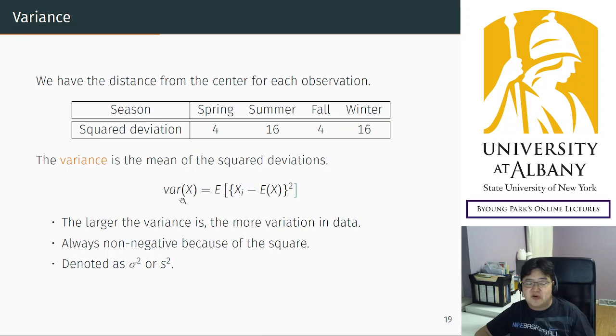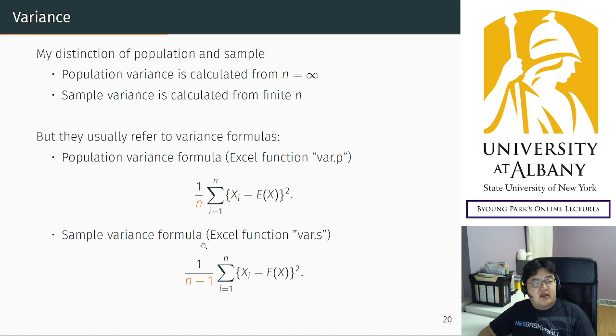It may be zero, but it cannot be negative. It's non-negative. The reason is that we already took squares. So after taking squares, you cannot have a negative number. And it's denoted as sigma squared. It's the Greek letter sigma, sigma squared, or the alphabet S, S squared. This is the typical notation, right?